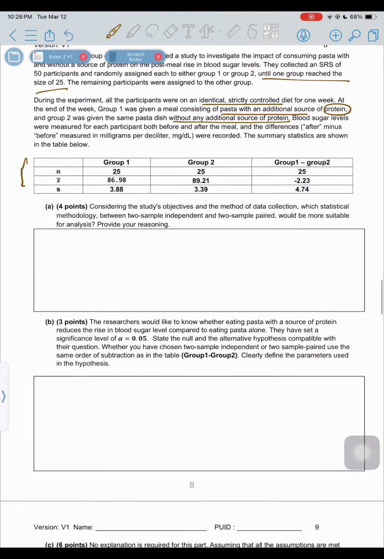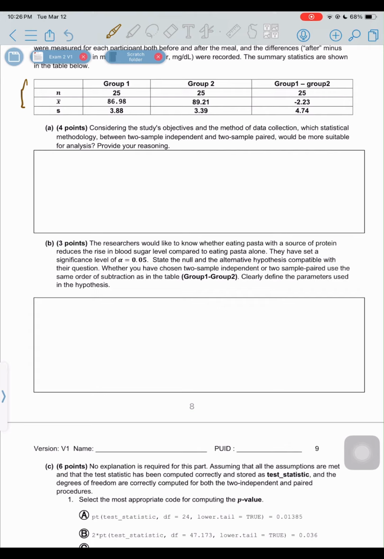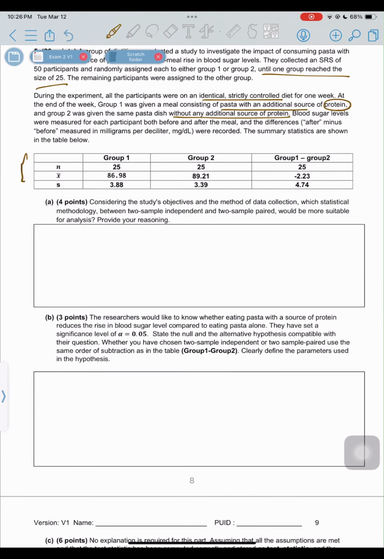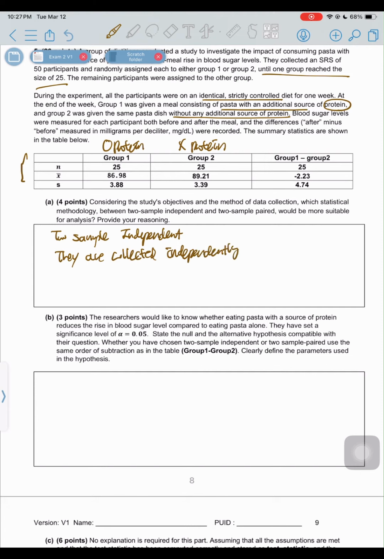So part A. Considering the study's objective and the method of data collection, which statistical methodology between two sample independent and two sample paired would be more suitable for analysis? For this question, I'll go with two sample independent. The reason why is group 1 had a protein and group 2 did not have protein. So they are collected independently. Whatever they do in group 1 didn't affect group 2. If it does affect, then it will be paired. But since it didn't affect each group, I'll go with independent.